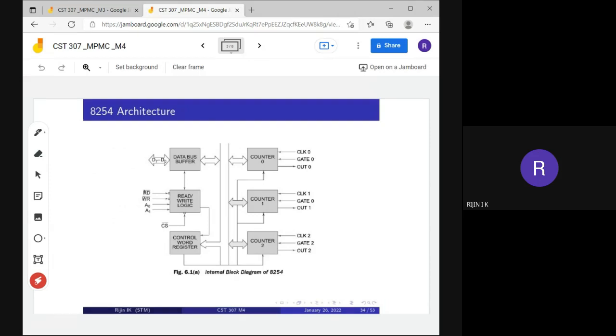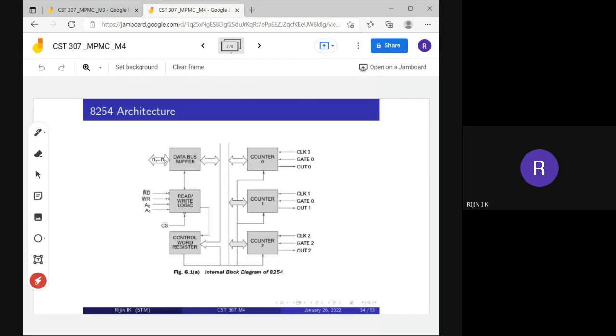So 8254 IC, as I said, is having 3 different counters for generating counts. These are 16-bit counters. This is counter 0, this is counter 1, and this is counter 2. Each counter can count at a maximum rate of 10 megahertz.